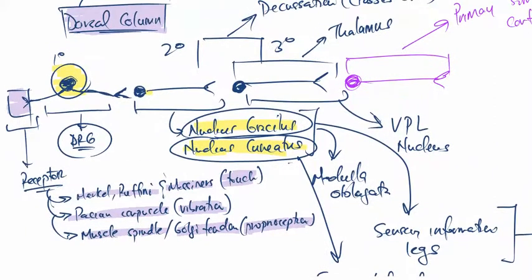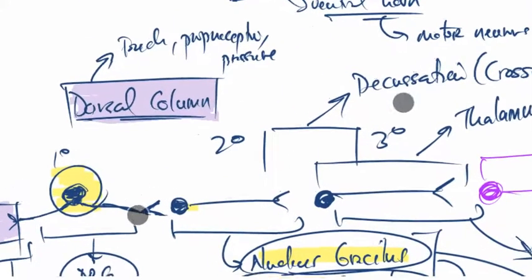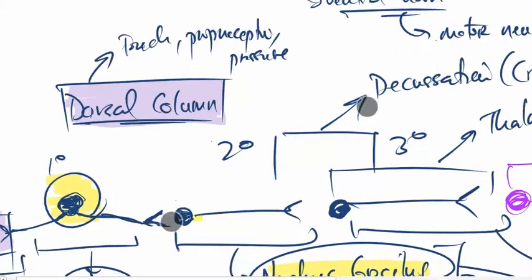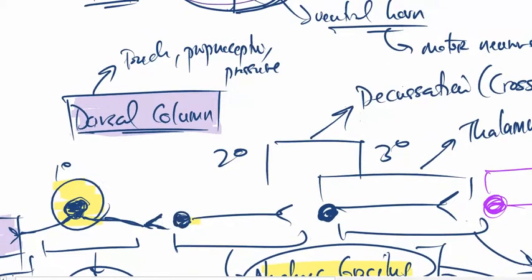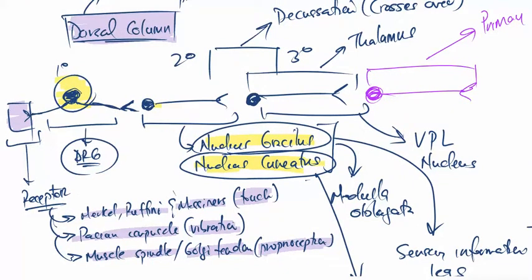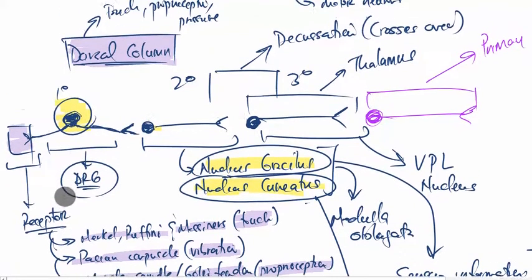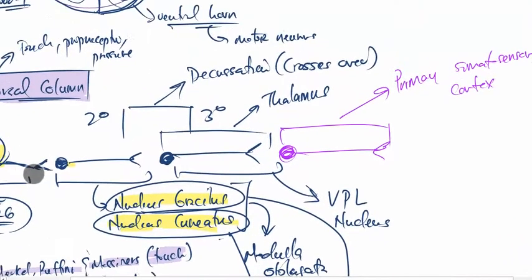All right, so that's basically that for the dorsal columns. Just remember that the major thing is that it's dealing with touch, proprioception, and pressure. The primary cell body is in the dorsal root ganglion. The secondary cell body is either in the nucleus gracilis or the nucleus cuneatus, depending on what aspect of the body. If it's the lower part of the body, it's going to synapse onto the nucleus gracilis. If it's the upper body, it's the nucleus cuneatus, but both of them are going to decussate and then synapse onto your thalamus. And then from the thalamus, they're going to synapse onto your primary somatosensory cortex.